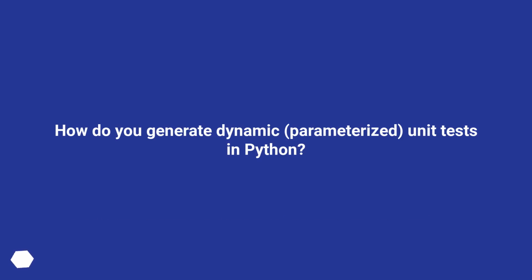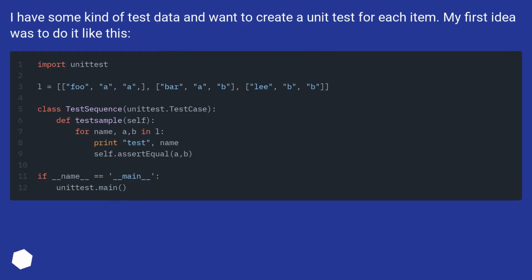How do you generate dynamic, parameterized unit tests in Python? I have some kind of test data and want to create a unit test for each item. My first idea was to do it like this.